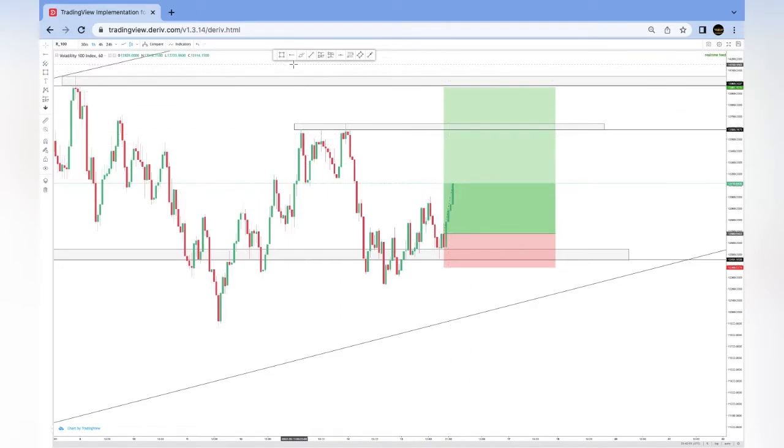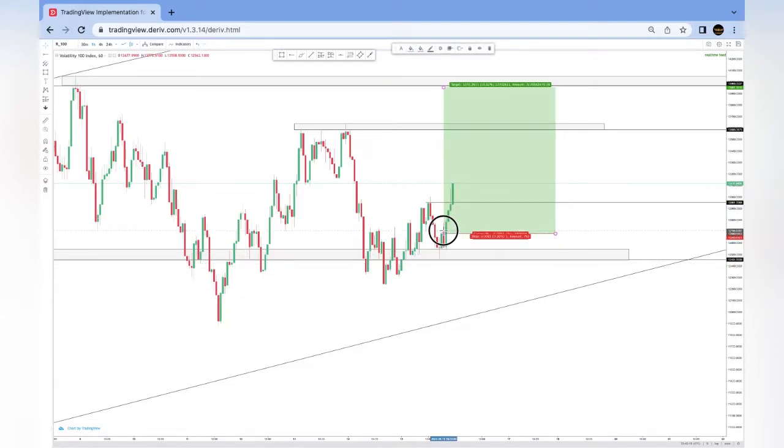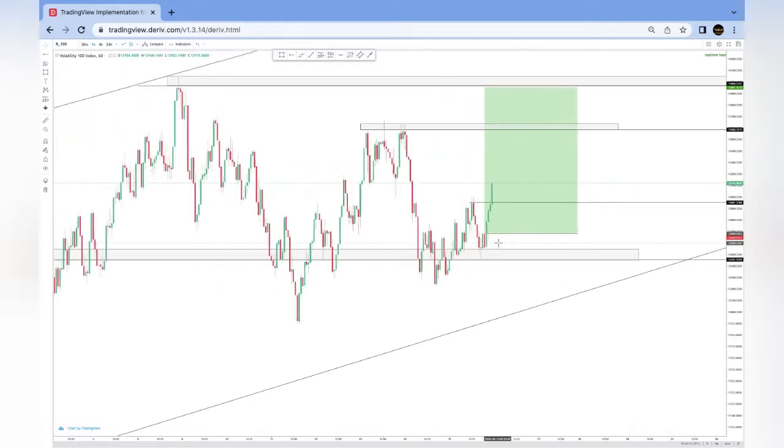Already we have successfully broken this level. We broke here, so we might get to play around, test it, then continue. If I was holding V100 already, I'm holding a risk-free trade. Now I'll be at break-even.